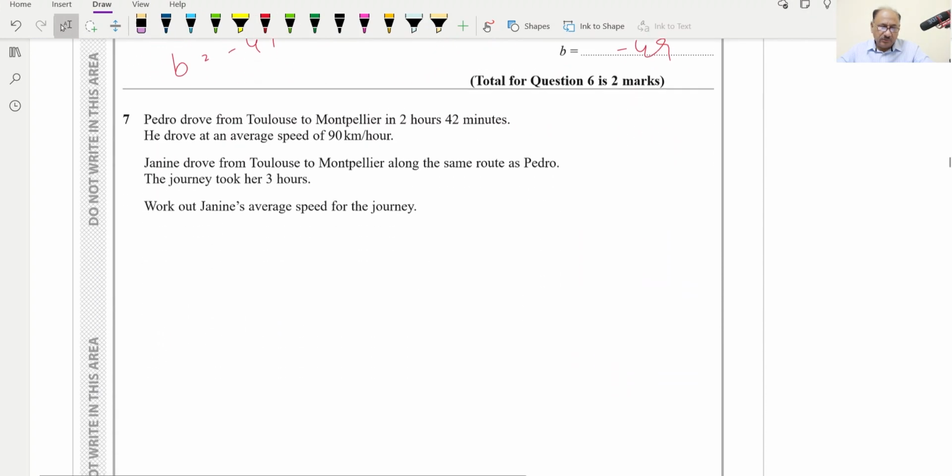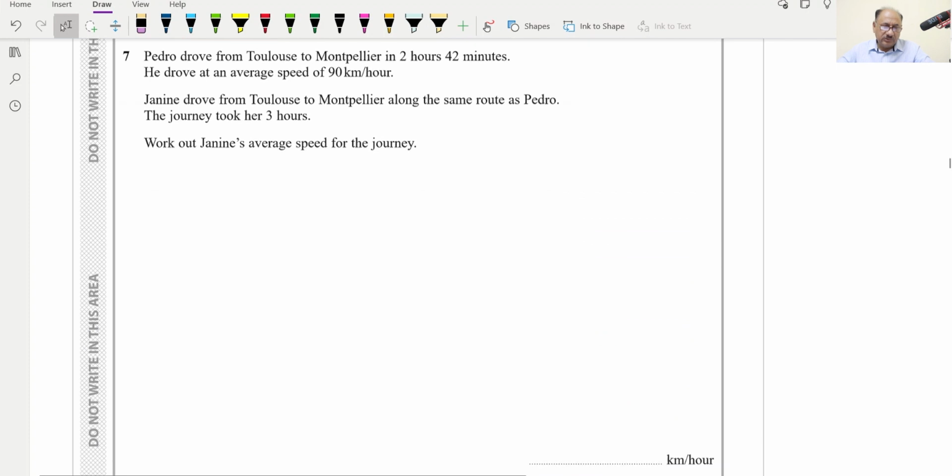Question number 7. Question number 7 gives the information about these people. Prado drove from this location to this one in 2 hours and 42 minutes. He drove at an average speed of this one. Jane drove the same distance, same route. Her journey took 3 hours. Work out Jane's average speed for the journey.